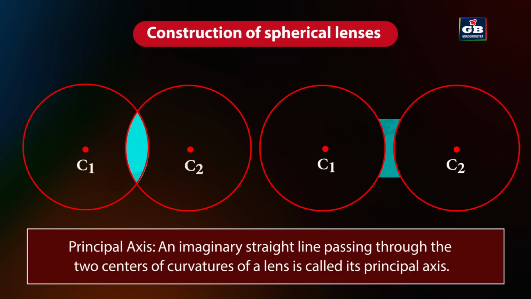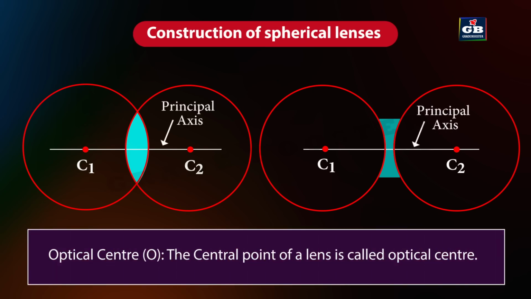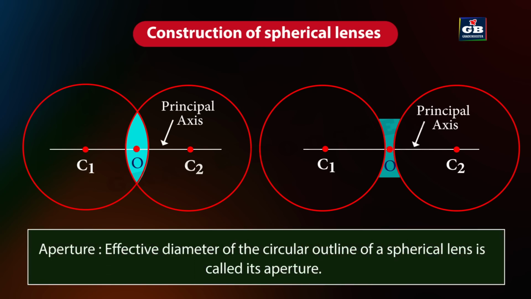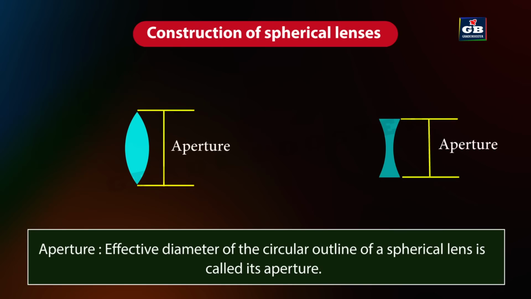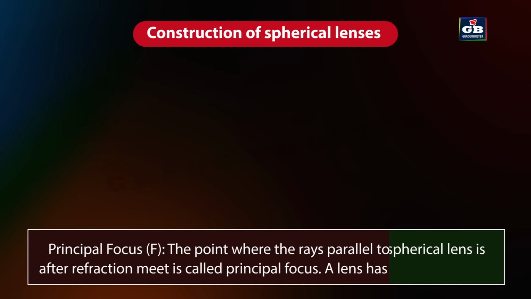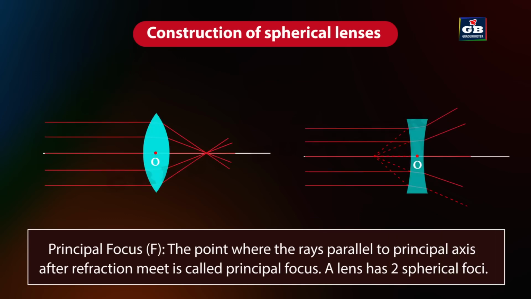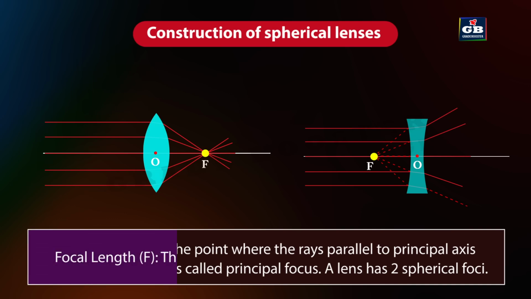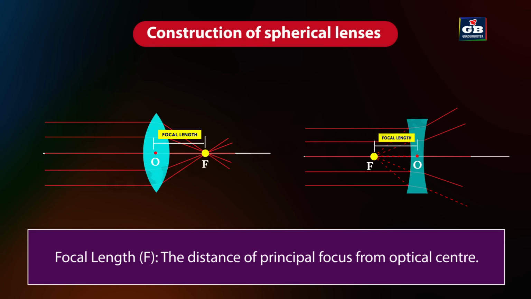Principal axis. An imaginary straight line passing through the two centers of curvature of a lens is called its principal axis. Optical center O. The central point of a lens is called optical center. Aperture. Effective diameter of the circular outline of a spherical lens is called its aperture. Principal focus F. The point where the rays parallel to the principal axis meet after refraction is called principal focus. A lens has two principal foci. Focal length f. The distance of principal focus from optical center.